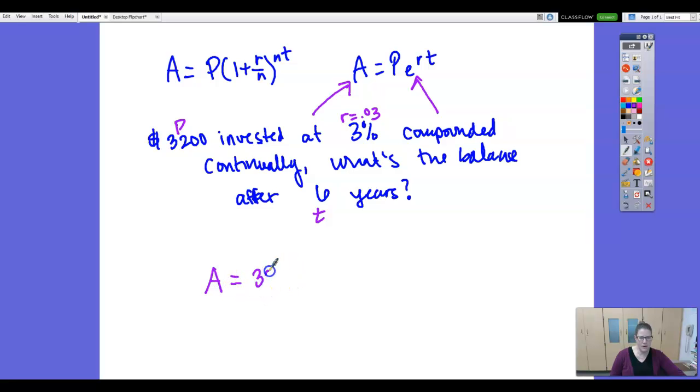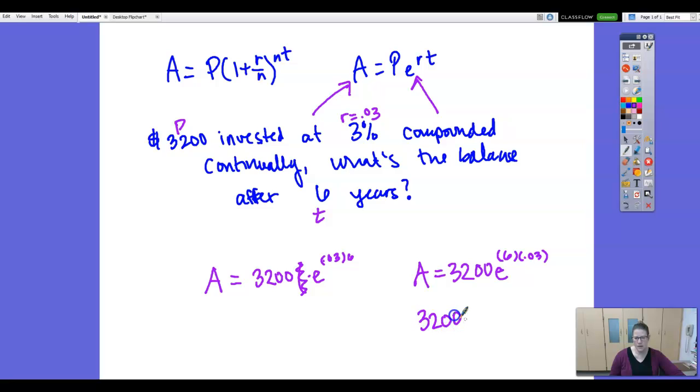So P is 3,200, so I'll put that in front. I just have e raised to the r times t, which is 0.03 times 6. So A equals 3,200 times e raised to the 6 times 0.03 power. Now, in your calculator, you hit the second and then the natural log key to get the e. So I would do 3,200 times e, and then you just do the 6 times 0.03 in the exponent.